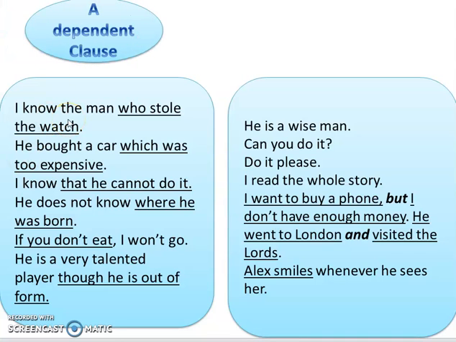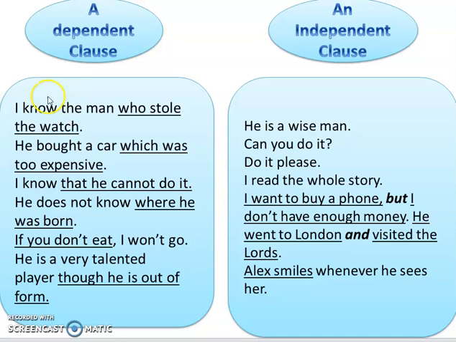Here I'm not gonna read all of the examples. You can pause the video and read them on your own. I'm just gonna take one example from each of the following. "I know the man." Independent, clear, subject and the verb. It reflects a complete idea. But I want to complete it. I decided to add a dependent clause: "who stole the watch." This is not a question. This is a clause, an adjective clause.